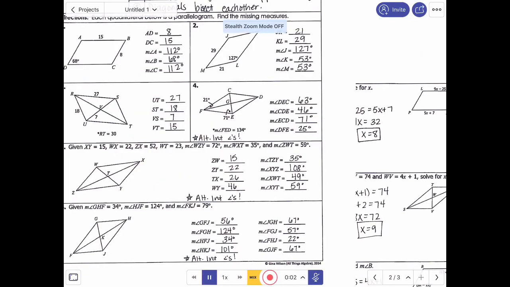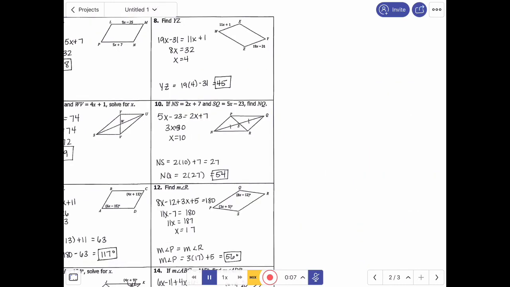Okay, here's page number 1. And then here's page number 2.